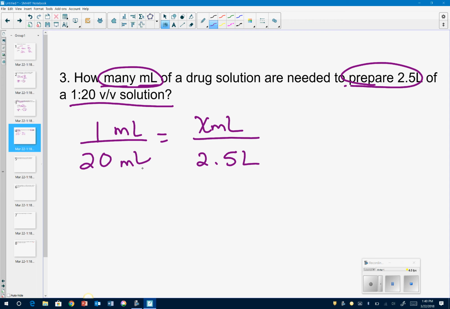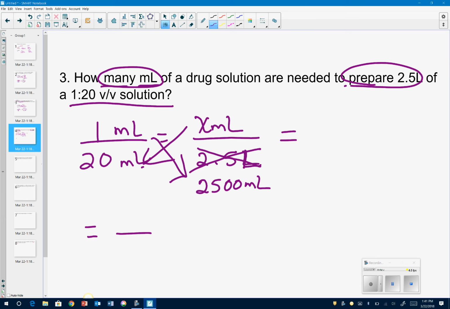Okay, so now we have milliliters down here, liters down here. We need to make this milliliters. If you're going from liters to milliliters, you multiply by 1,000. So 2.5 times 1,000 would be 2,500 milliliters. So then you just cross multiply. Whatever you multiply the X by goes on the bottom. I'll do it down here. X times 20 would be 20. 2,500 times 1 is 2,500. Again, we can mark out 1 zero on each one. 250 divided by 2, or you can say 2,500 divided by 20, it'd be 125 milliliters.